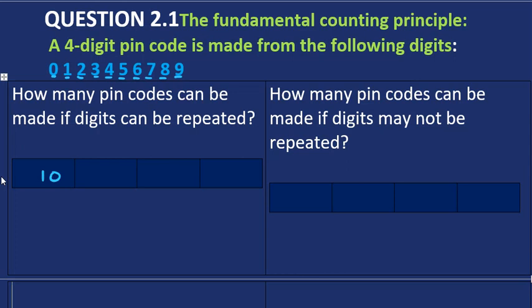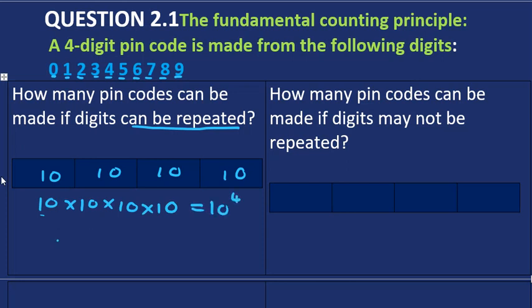So you've got 10 options to choose from. And we're told that these digits can be repeated. So for your second digit of your pin, you still have 10 options because you can repeat them. Doesn't matter what you chose previously, you will always have 10 options to choose from. That means we will have this many pin codes. And of course, this is 10 to the 4, which is equal to 10,000.